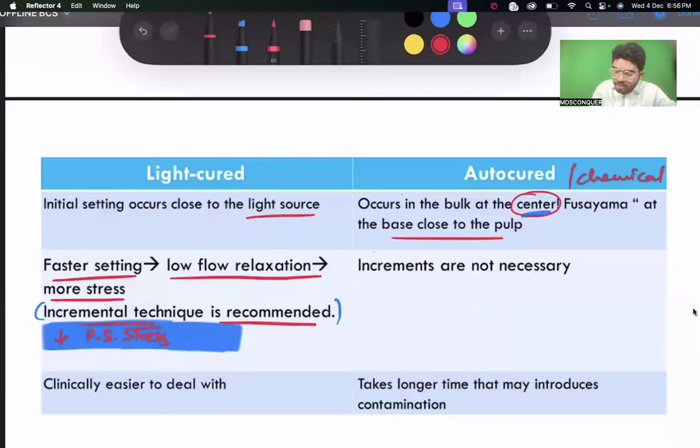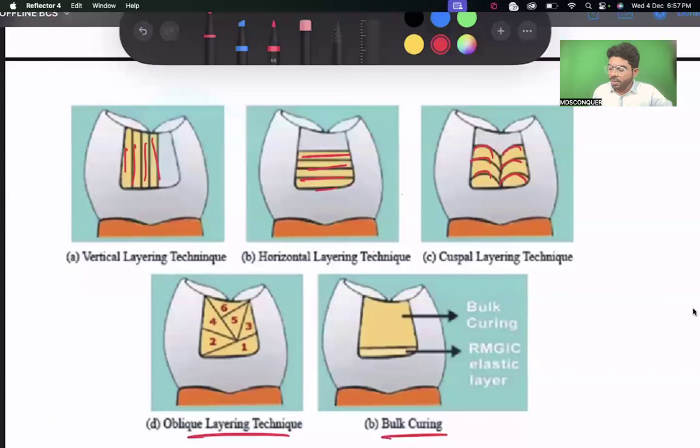And this is bulk curing, where you are going to use your resin-modified GIC as a liner, followed by keeping a composite and curing it. Packable composites or bulk composites come under bulk curing. One of the most common post-operative consequences that we regularly see in patients going for composite restoration is what?